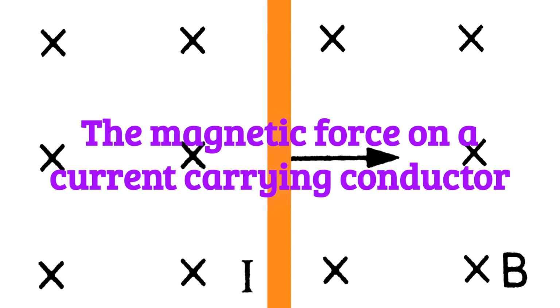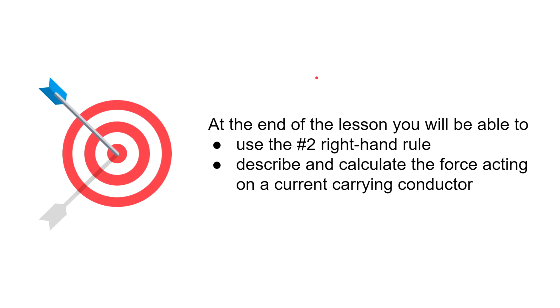Today's topic is the magnetic force on a current carrying conductor. So this is the situation when a current carrying conductor or a wire is located inside the magnetic field. This is the goal of the lesson. At the end of the lesson, you'll be able to use the second right-hand rule, describe and calculate the force acting on a current carrying conductor.